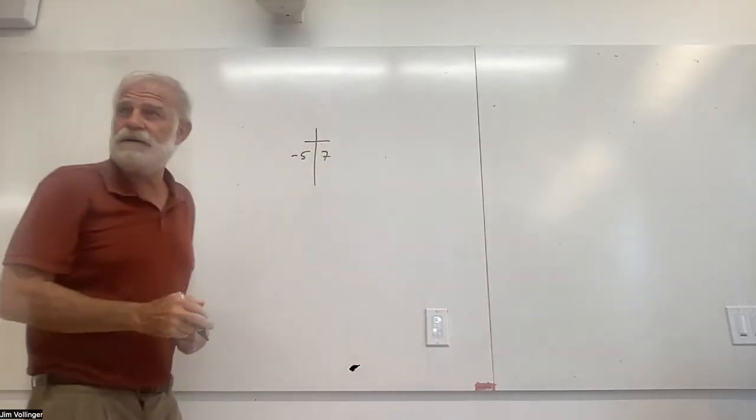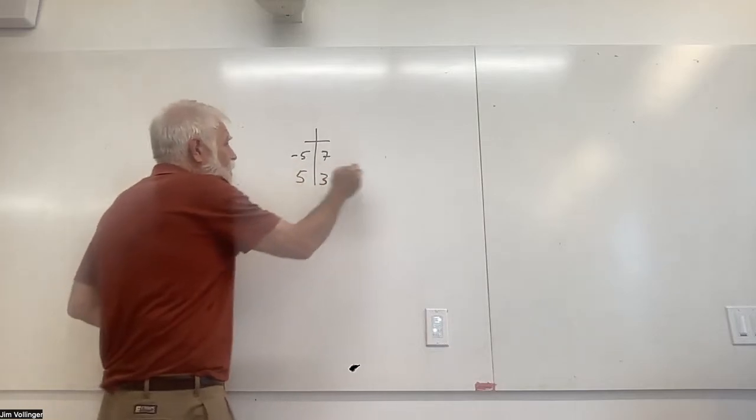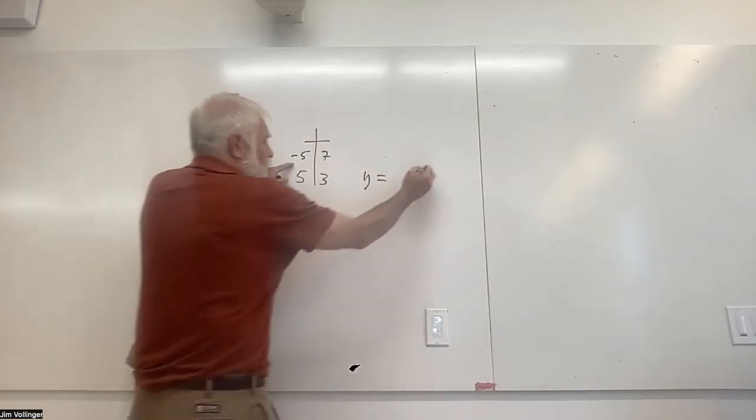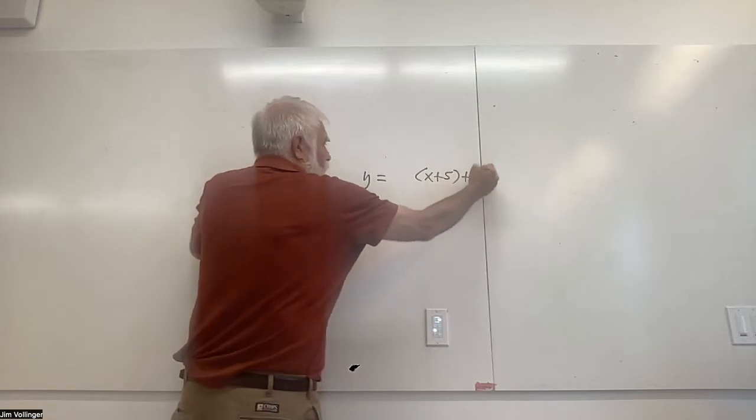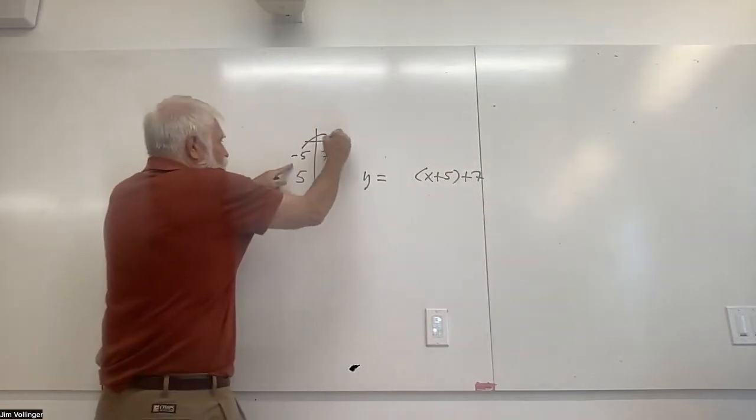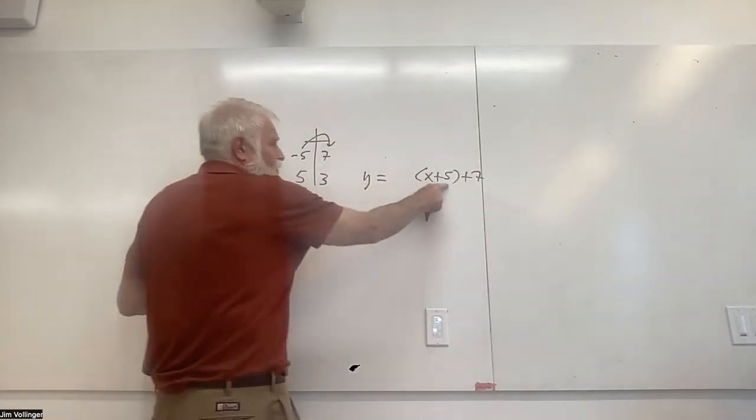So the first question was write the equation of a line through -5, 7 and 5, 3. I'm hoping that this is like butter for you right now. So we have y equals, we're going to write x plus 5. So when I put -5 in, it's a 0. I want a 7. Boom, I just made that happen. When I put 5 in, I get 10.